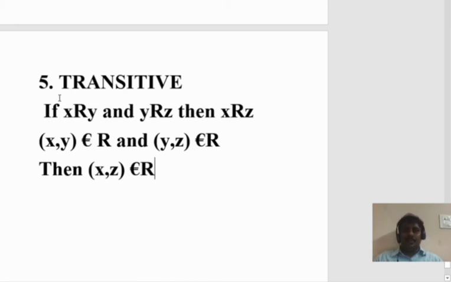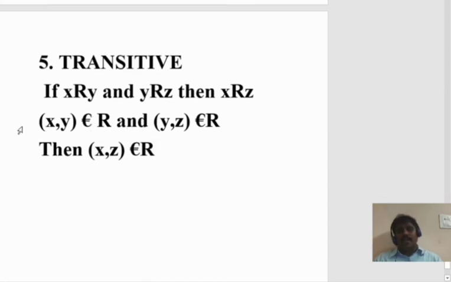We can write like this also. Transitive property means if x is related to y and y is related to z, then x must be related to z. Then this is called the transitive property. Or we can write like this also: if xy is related to R and yz is related to R, then xz must be related to R. Then it is called a transitive property.